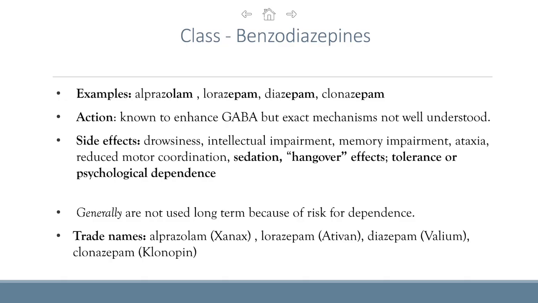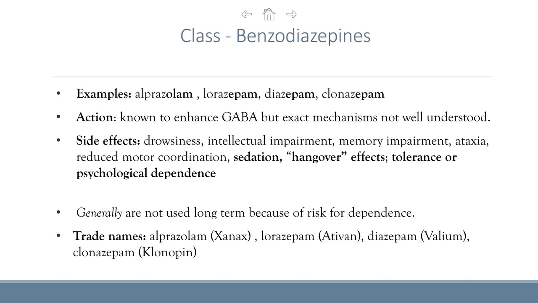So it's going to be alprazolam, lorazepam, diazepam, and clonazepam, PAM and LAM. If you see medications that end in PAM and LAM, it's probably a benzodiazepine. Its action is known to enhance GABA.